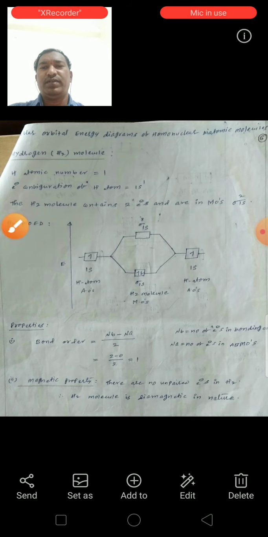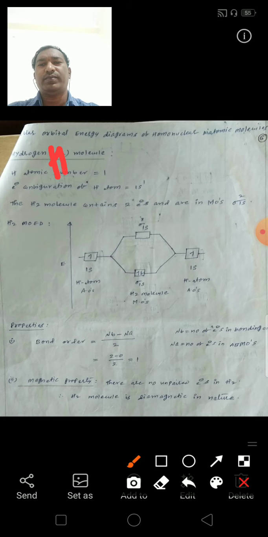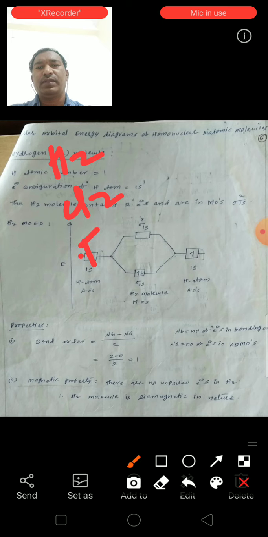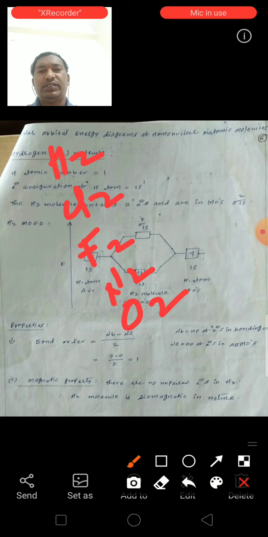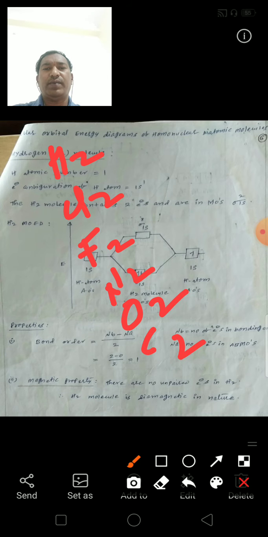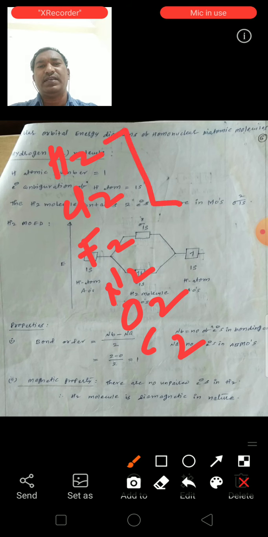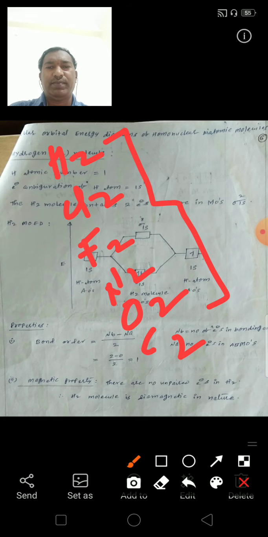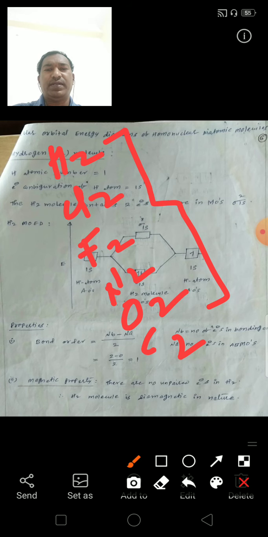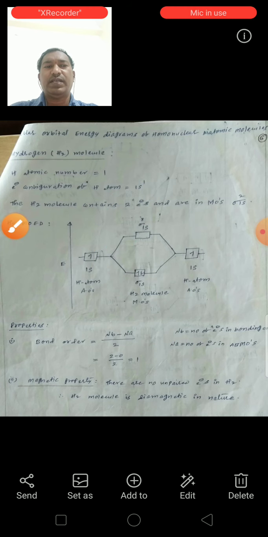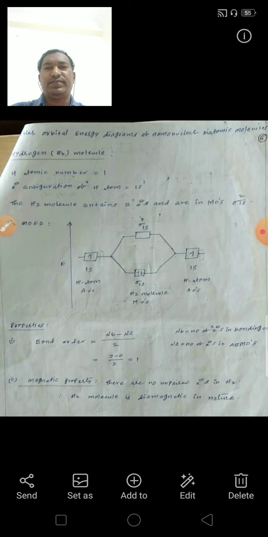See here, homonuclear means the molecule formed of the same atoms. For example, H2, Cl2, F2, N2, O2, C2. These are all molecules formed of the same atoms, known as homodiatomic molecules. So we have to discuss the molecular orbital energy diagram for this type of homodiatomic molecules.